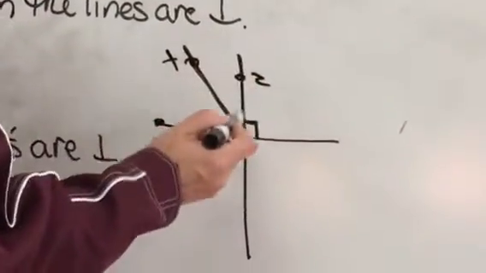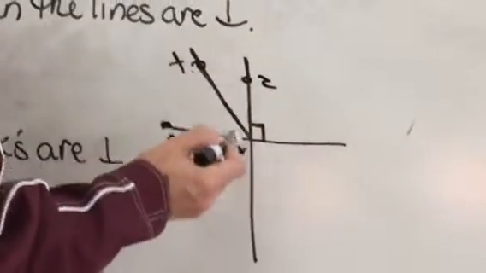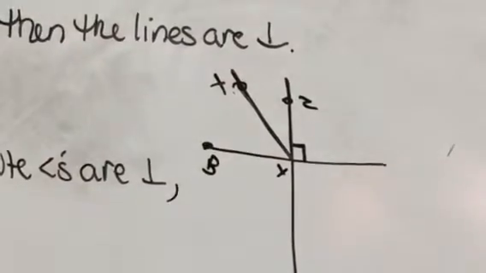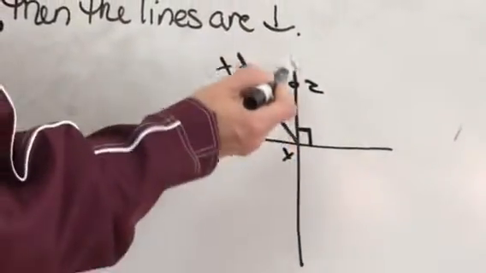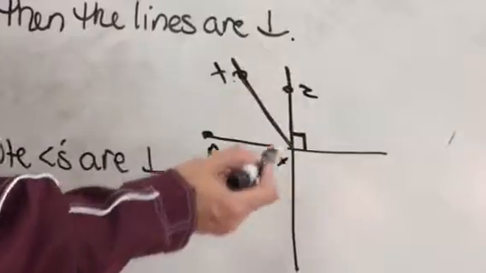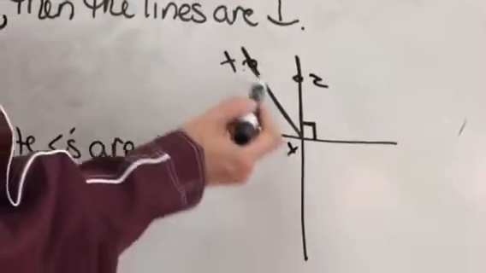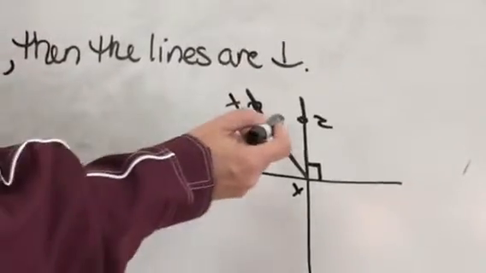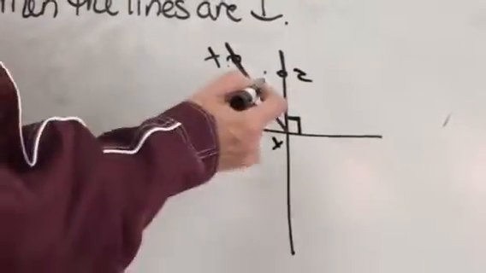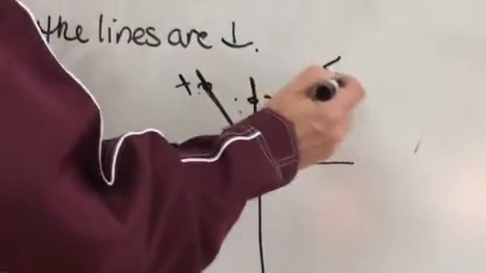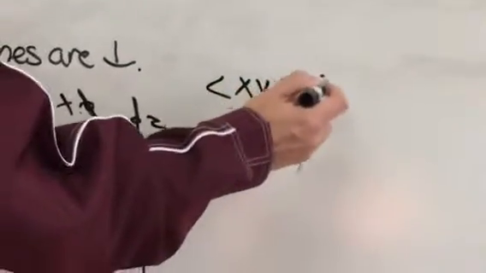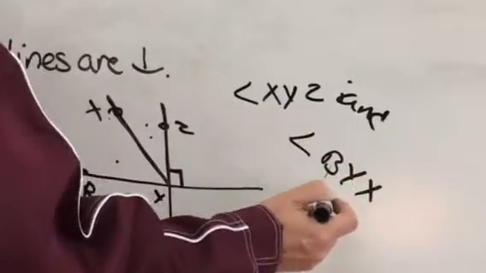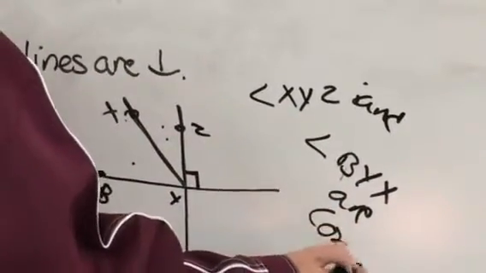So here's the exterior side of XYZ. It's YZ, okay? It says if the exterior sides of two adjacent acute angles are perpendicular, this is the exterior side of this acute angle, and this is the exterior side of this acute angle. These two are perpendicular. Therefore, these two angles are complementary. They add up to 90 degrees. Angle XYZ and angle BYX are complementary.